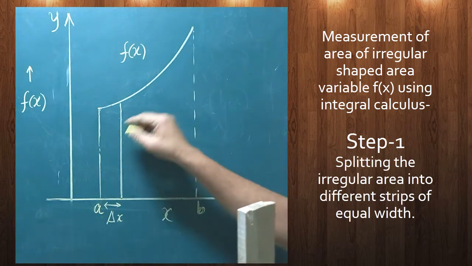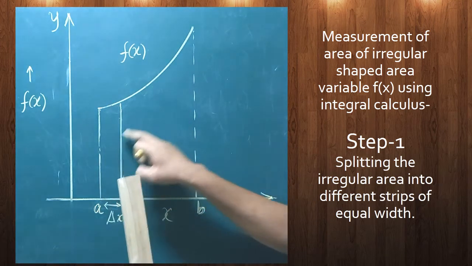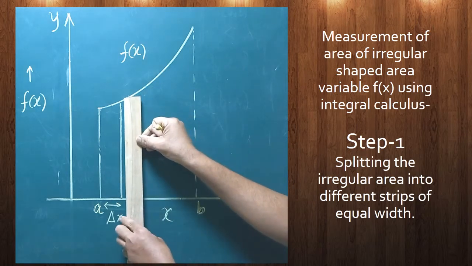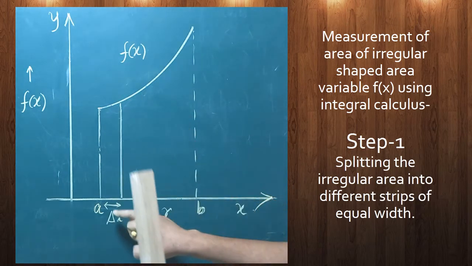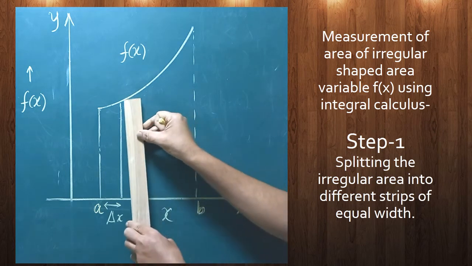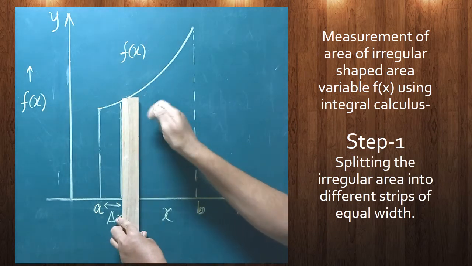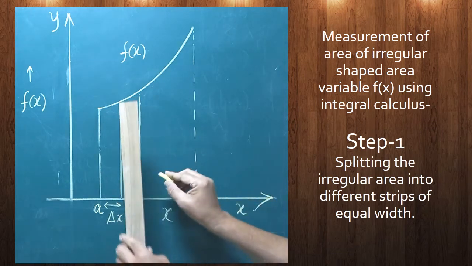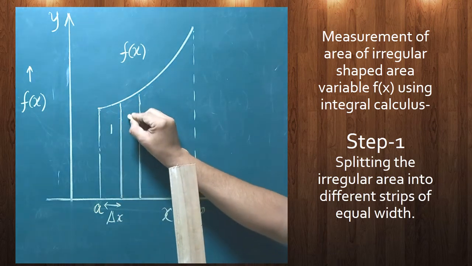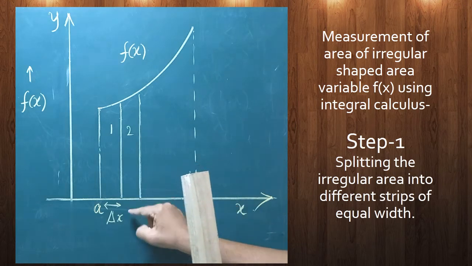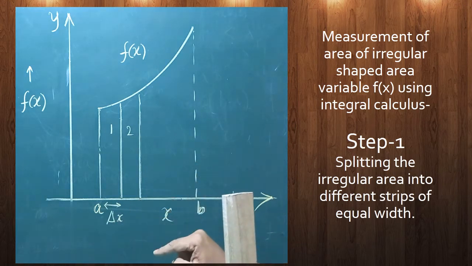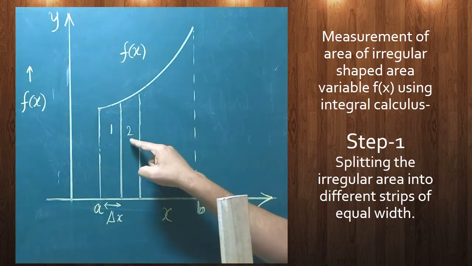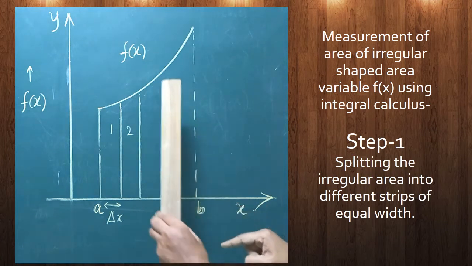And then here, like this, we have to go for one more strip. This is strip number 1. Of equal width, I have to take another strip also. This entire area is split into several strips. This is strip number 1. This is strip number 2. This strip width is also equal to del x. So strip number 1, strip number 2 is written, find out.